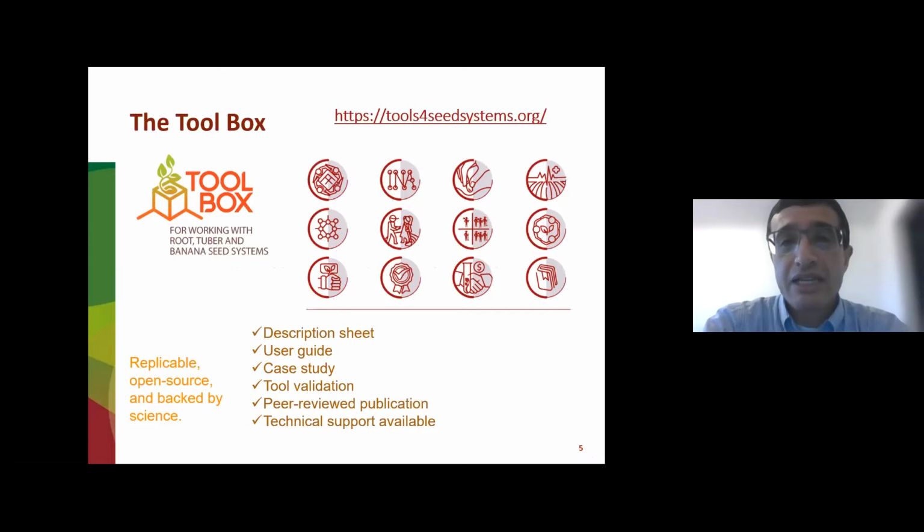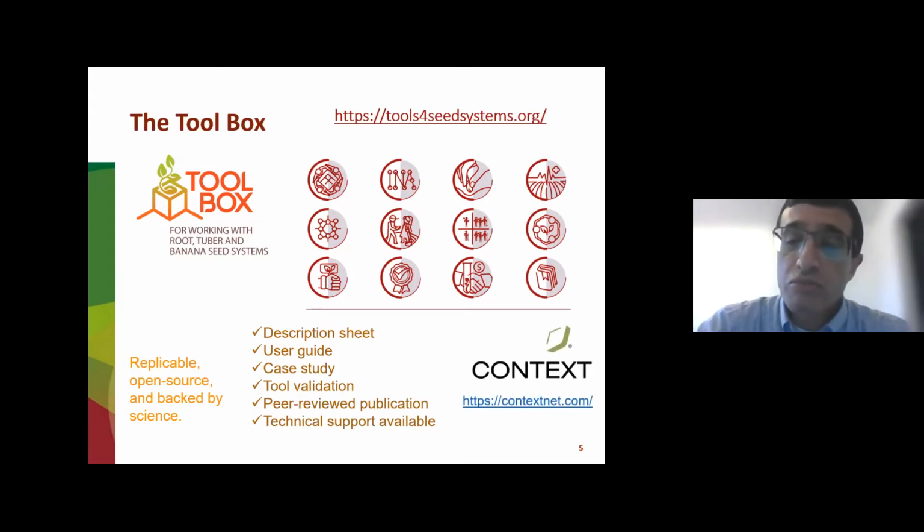Also, just a quick reminder that we have a lot of documentation for our tools. You can go to this link, and for each of the tools, we have a description sheet, a user guide, case study, tool validation. We have a peer review publication, and also technical support available. So really, there is a lot of information that you can access to implement any of these tools. And also the toolbox is a growing organism, I would say. So we have a new partner, Context, and they are going to describe one of the tools that will be part of the toolbox in the future.